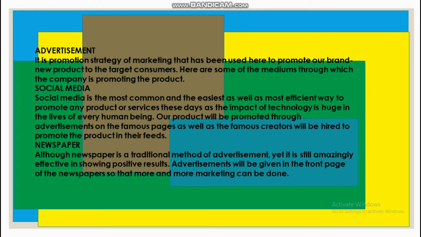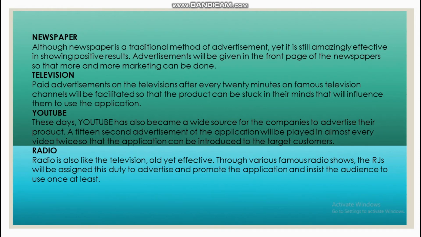So advertisement, how we do the promotion for our application, is as follows. We have used social media, newspaper, television, YouTube, radio. We have used these methods to promote our product. As you can see, there are many ways through which we have promoted our product.